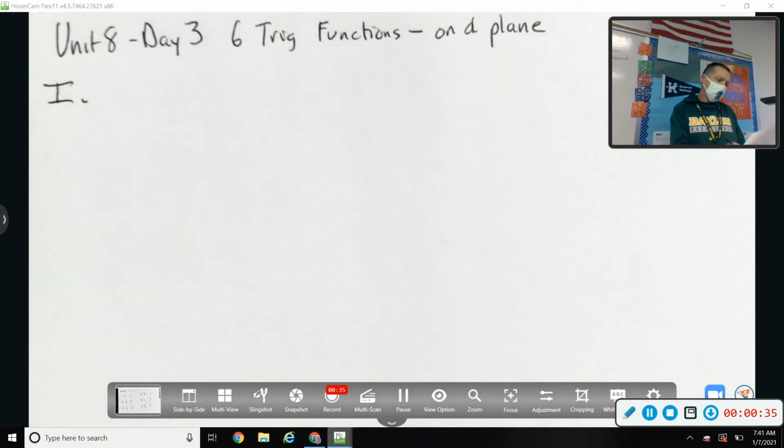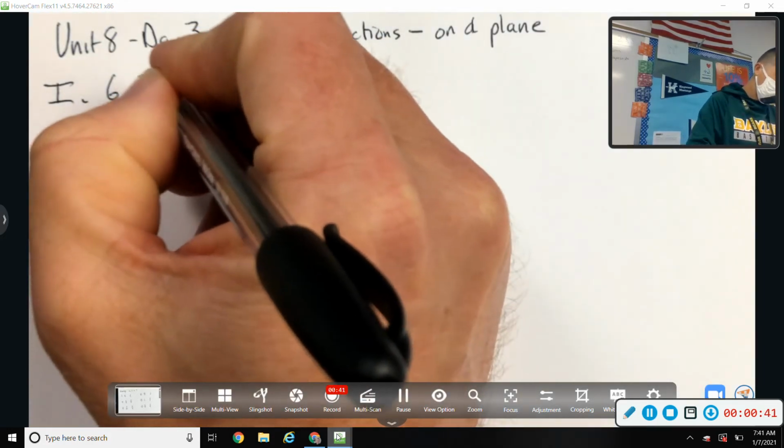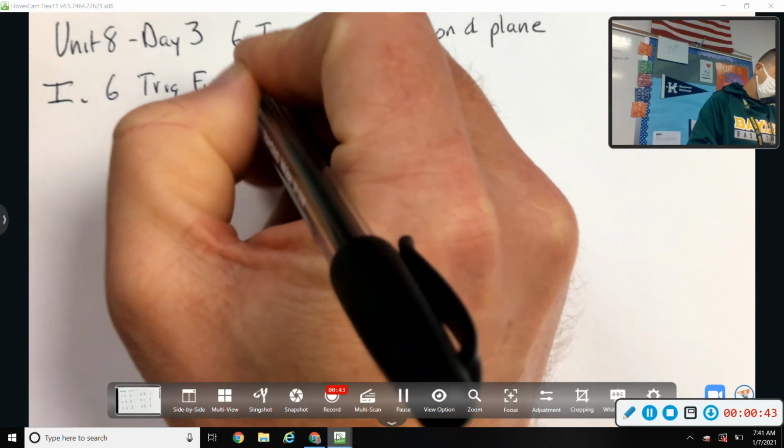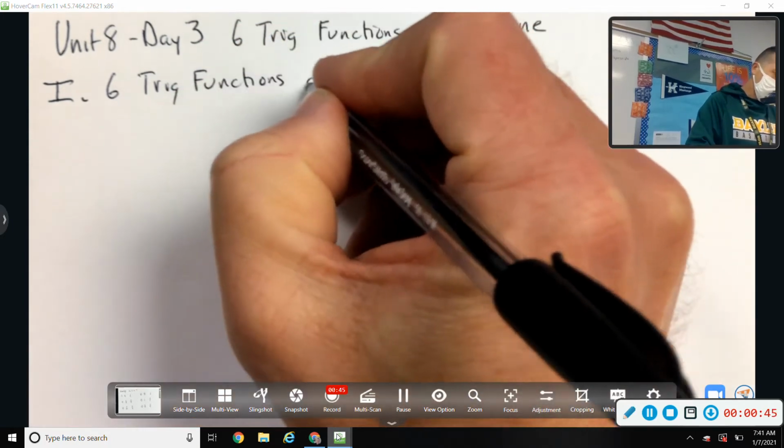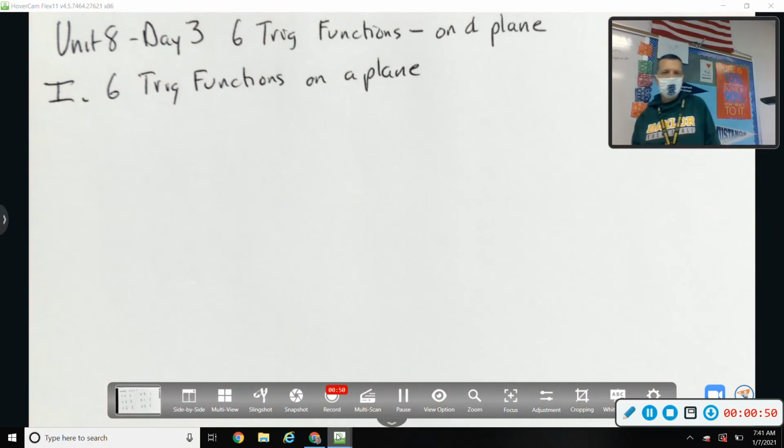3 Roman numerals. Third one's the shortest. Six trig functions on a plane. That's the first Roman numeral, and the others are sort of applications of that. So that's probably not the best organizational outlining.